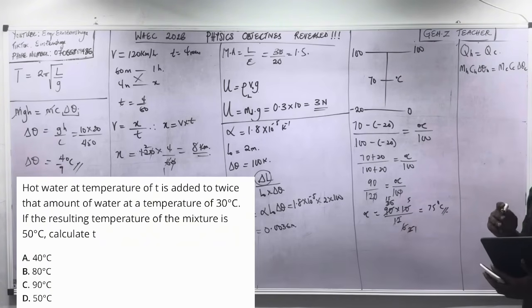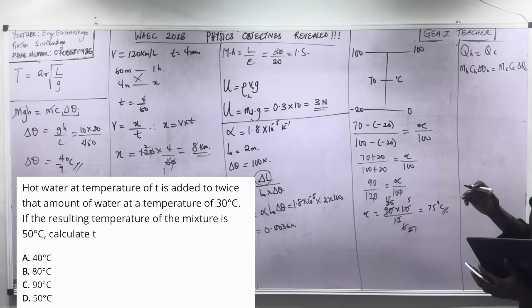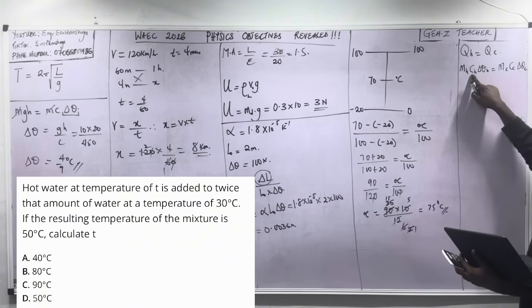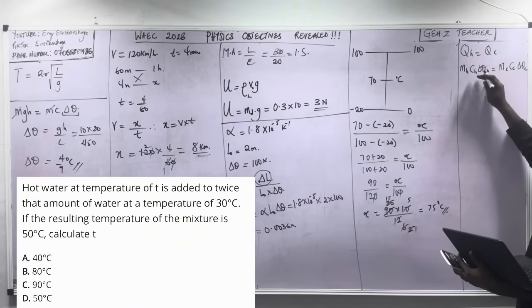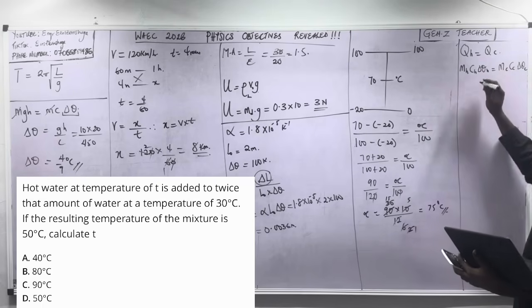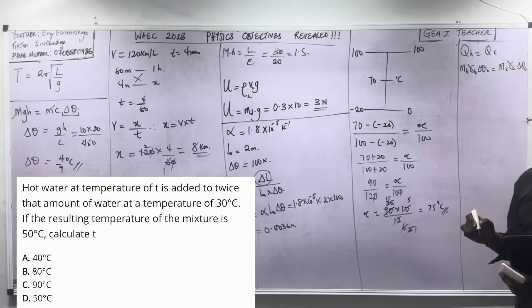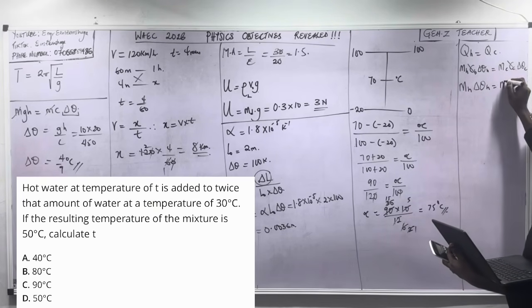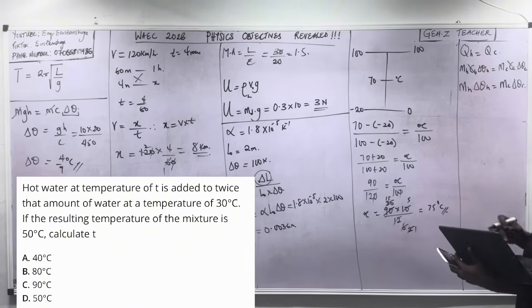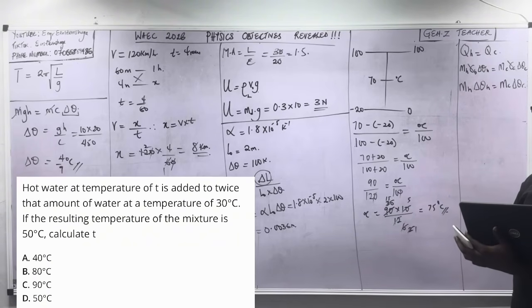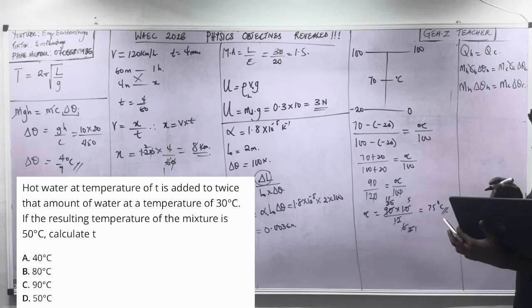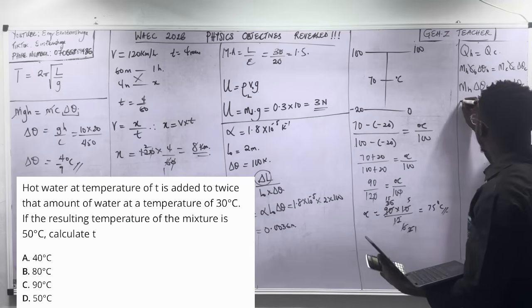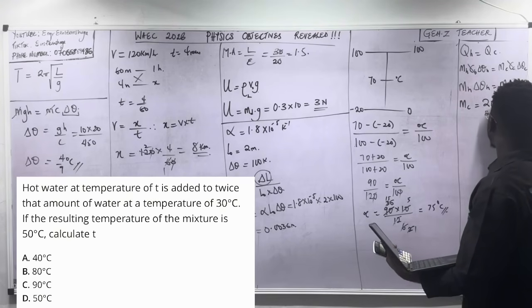Now recall, with my students in real life, I always tell them that the C for hot water and the C for cold water are always the same thing, because water is water. So CH can cancel CC. So we have MH times temperature change for hot equals MC times temperature change for cold. Let's see the parameters in the question. We are told that the cold water was twice the amount of hot water. So I'm going to say MC is 2 times MH.